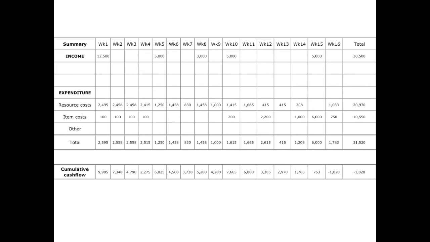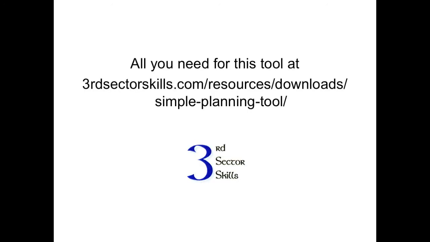So there we are. That's a simple planning tool. I hope it's useful for you. If you want to download all the stuff, you can find it at this URL, thirdsectorskills.com, resources, downloads, simple planning tool. You'll find a copy of the spreadsheet, a copy of the written instructions, and a copy of the example we've just gone through, so you can play around with it. Any problems you have, you know where to find us. Hope it's useful for you, and see you again soon, hopefully. Bye-bye now.